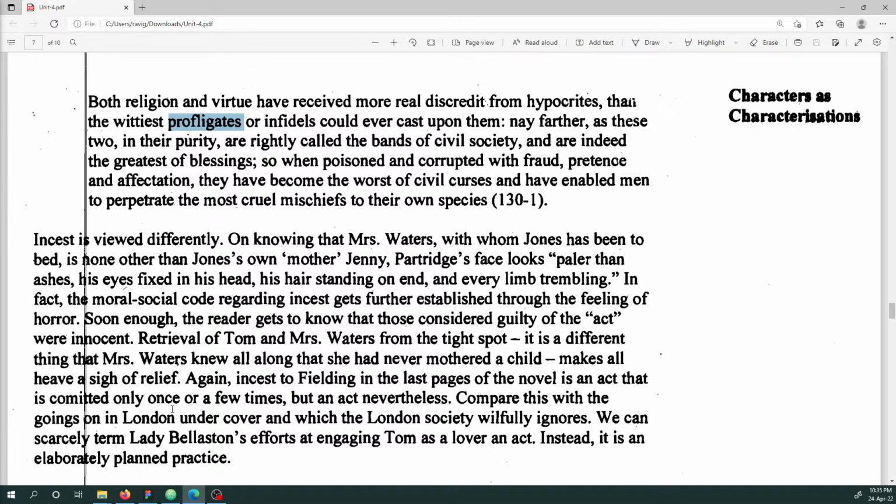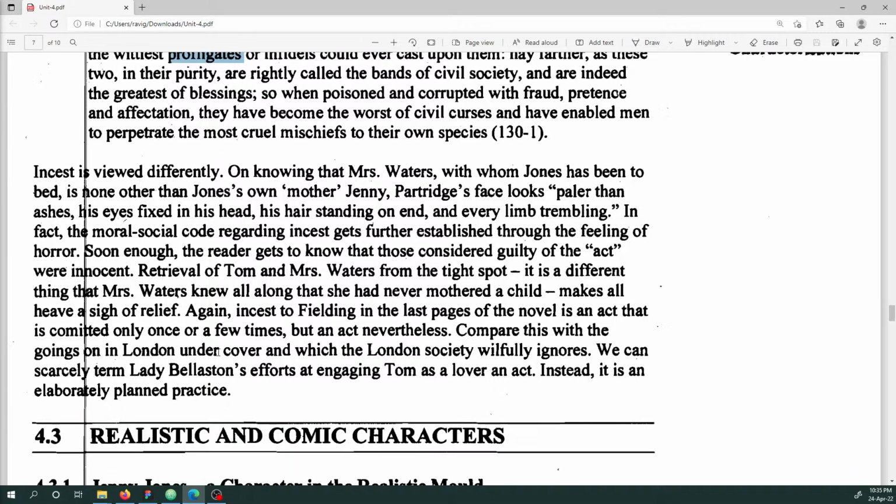Compare this with the goings on in London undercover, which the London society wilfully ignores. We can scarcely term Lady Bellaston's effort at engaging Tom as a lover an act. Instead, it is an elaborately planned practice.